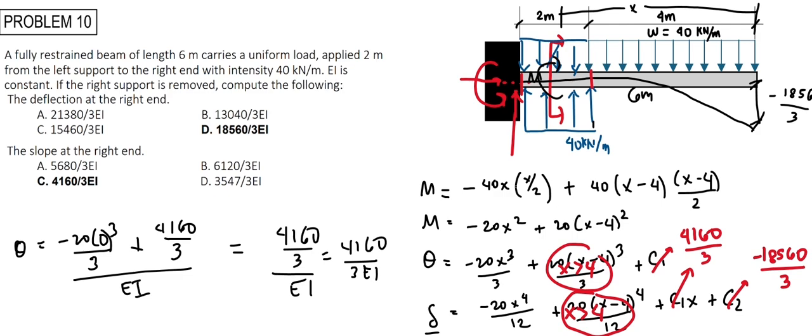So the final answer to this problem for the deflection is 18,560 over 3EI, and for the slope, that's 4160 over 3EI. And these are our final answers.